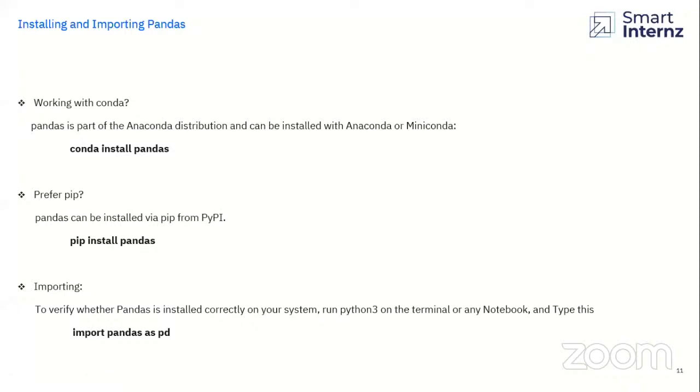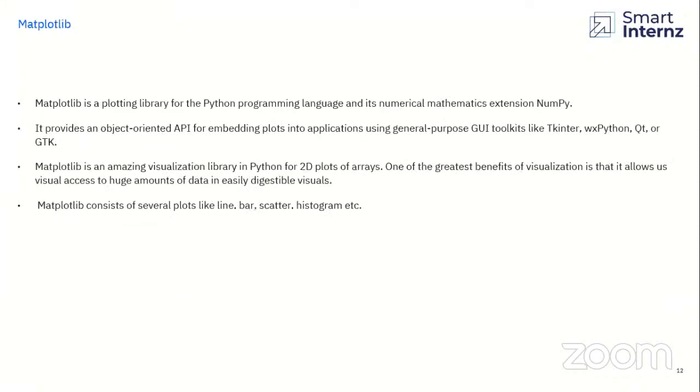So this was the basic intro about Pandas. Now let us move ahead with Matplotlib. Matplotlib is a library for the Python programming language and its numerical mathematics extension NumPy. Matplotlib in combination with NumPy is used to perform many different visualizations and analysis on our data. It provides an object-oriented API for embedding plots into applications using general-purpose GUI toolkits like Tkinter, wxPython, Qt, or GTK.